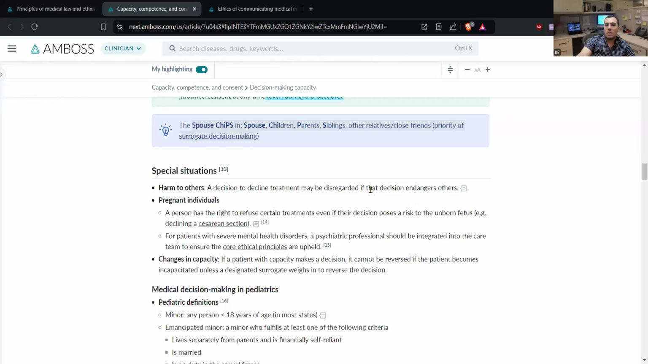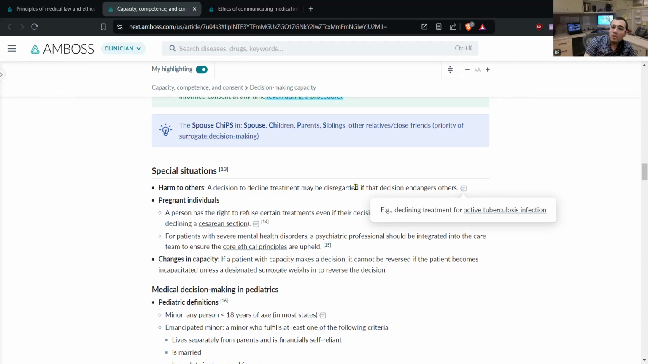A decision to decline treatment may be disregarded if the decision endangers others, like declining treatment for active tuberculosis infection. For another example, let's say a patient came in with HIV and he doesn't want to tell his partner. First, I need to encourage them that you need to tell your partner or partners that you are having HIV or active tuberculosis infection. If they decide that they do not want to tell them and they are not going to tell them, I need to inform their partner, and this is an exception to breaking confidentiality.